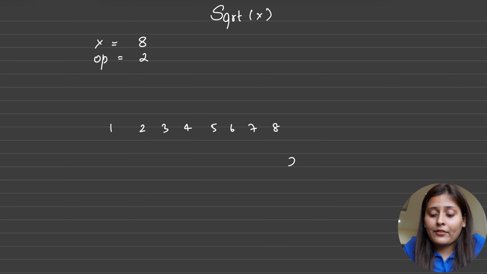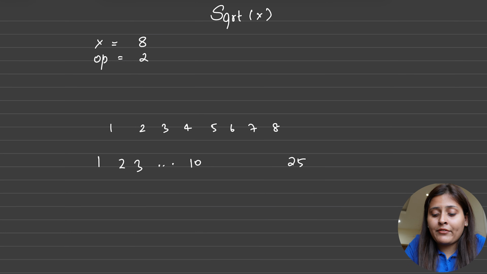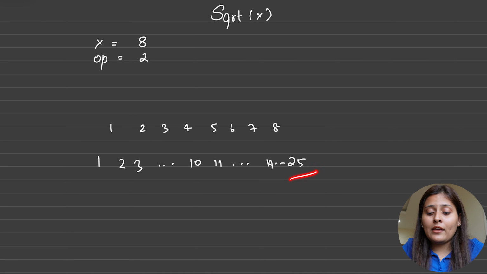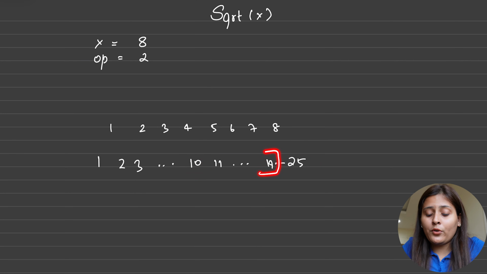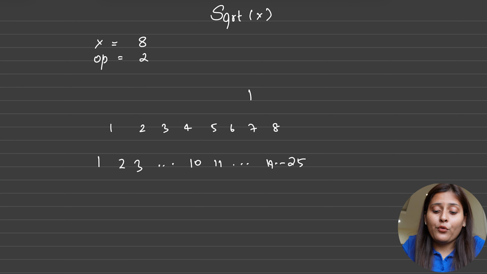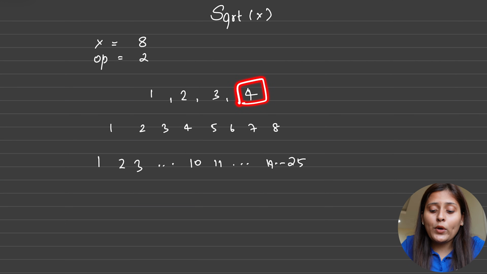Let's say for 25. So for 25, 1, 2, 3, and so on, 10, 11, and so on, 14. Basically for 25, can 10 be the square root? No. Can 14 be the square root? No. 5 is the square root, which will be somewhere here. Now let's see for 4. For 4, 1 2 3 4, correct? So for 4, 2 is the square root.